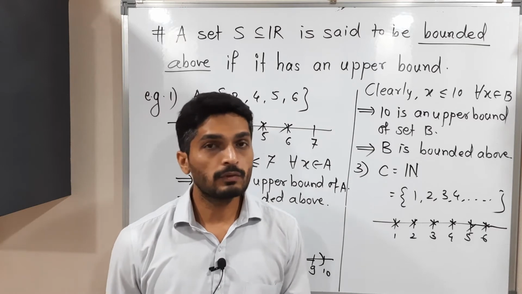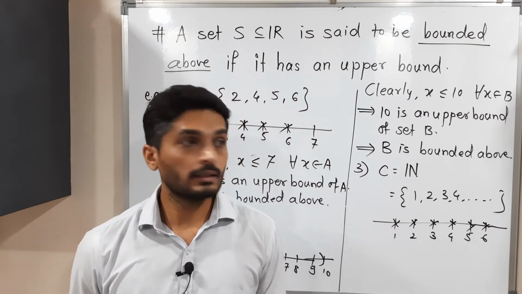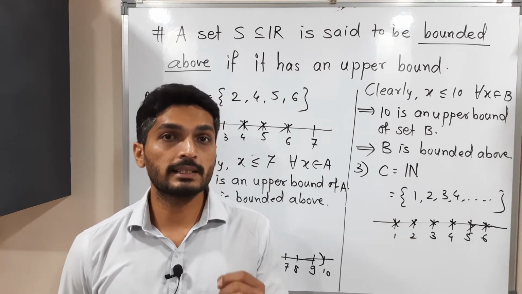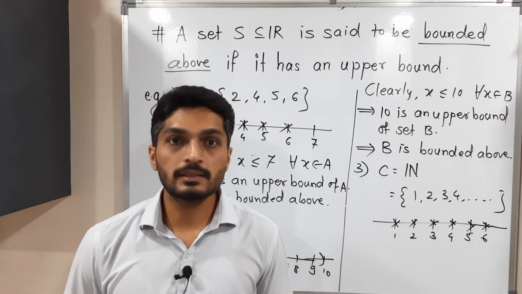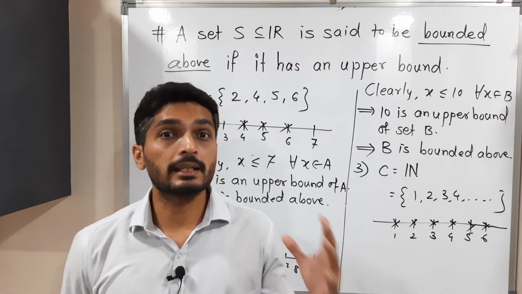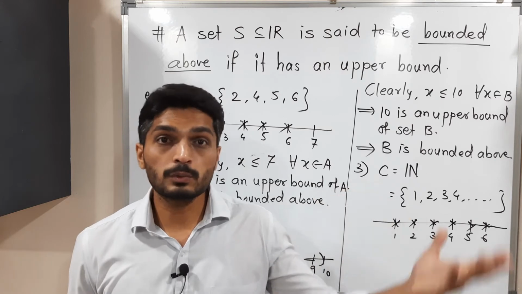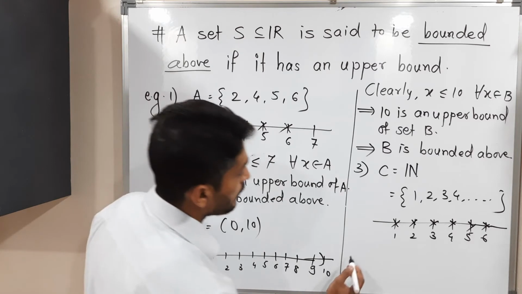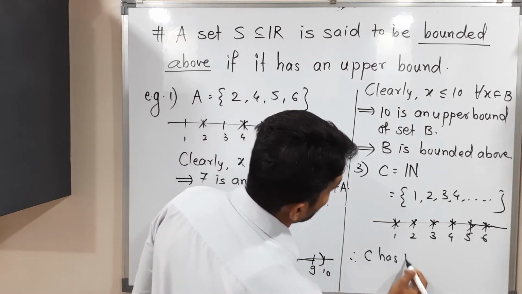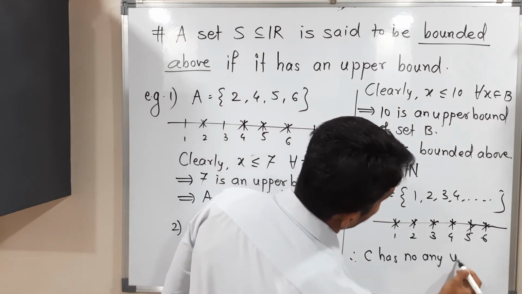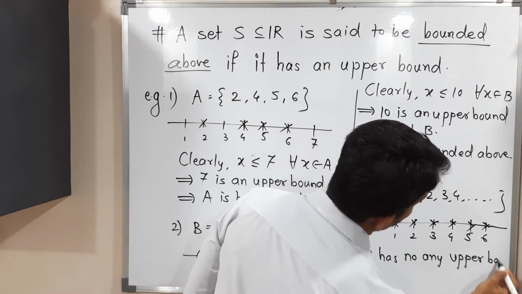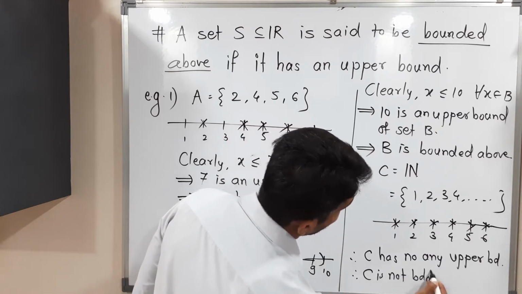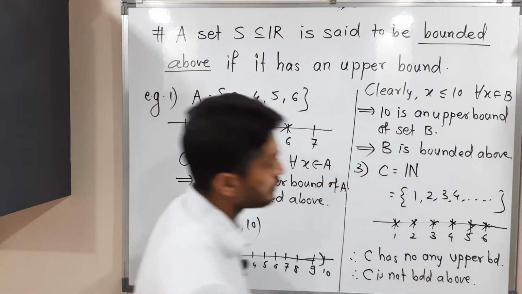So that means we cannot find any number such that all natural numbers will be less than that. If I say all natural numbers are less than 100, then 101 is there. If I say all natural numbers are less than 1000, then 1001 is there. That means we cannot find an upper bound for n. So therefore set C has no upper bound, and we can declare set C is not bounded above.